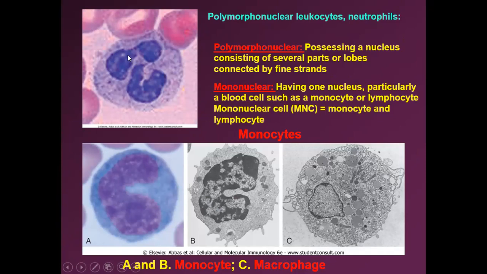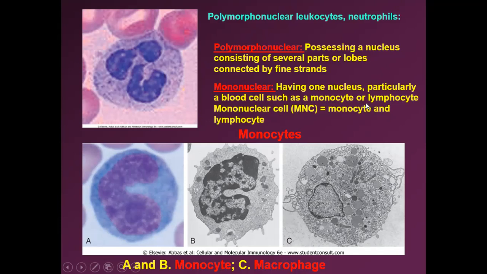It is decomposed or made up of lobes, one, two, three, possessing a nucleus consisting of several parts or lobes connected by a fine strand. Mononuclear: having one nucleus, particularly a blood cell such as monocyte or lymphocyte.